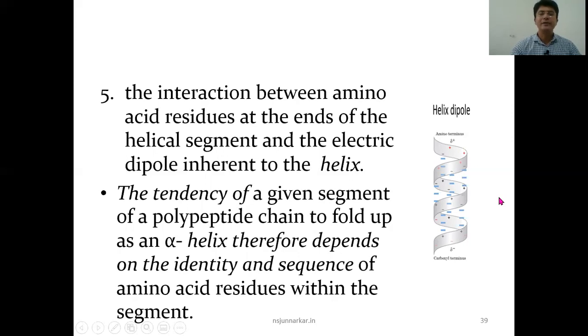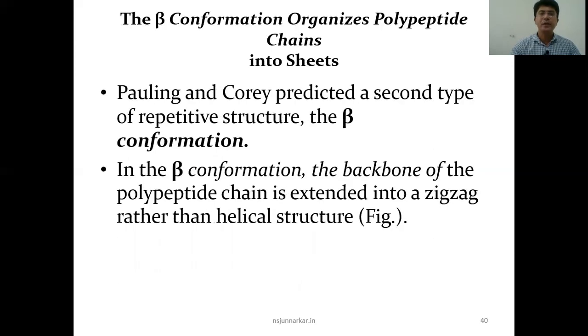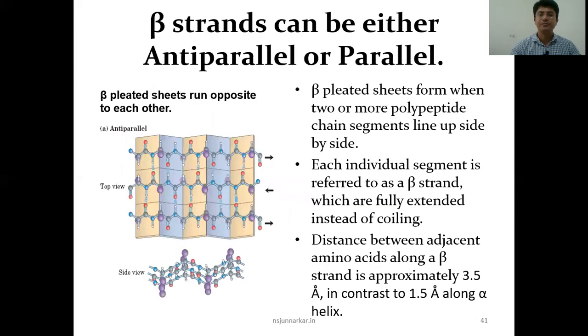The tendency of a given segment of a polypeptide chain to fold up as an alpha helix therefore depends on the identity and sequence of amino acid residues within the segment. Beta conformation organizes polypeptide chains into sheets. Pauling and Corey predicted a second type of repetitive structure called the beta conformation, or often beta pleated sheets, because it appears as a zigzag in nature.